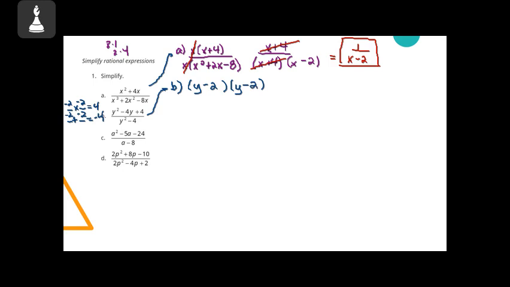On bottom, y squared minus 4. That is a difference of squares. So that is that special one. Y squared is y times y. 4 is 2 times 2. One gets a plus, one gets a minus. And then you can cancel out one of the y minus 2's on top with the y minus 2 on bottom for a final answer of y minus 2 over y plus 2.